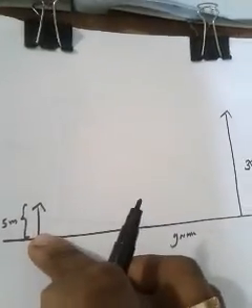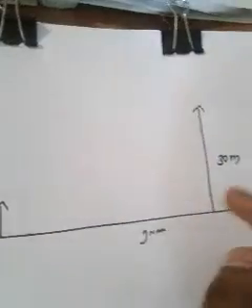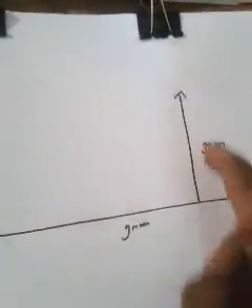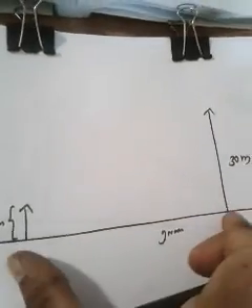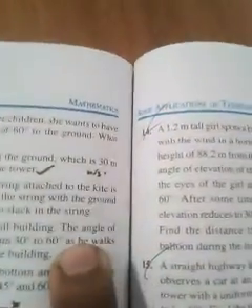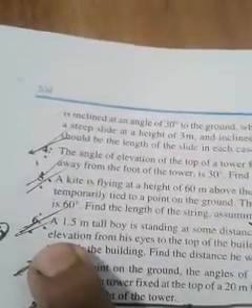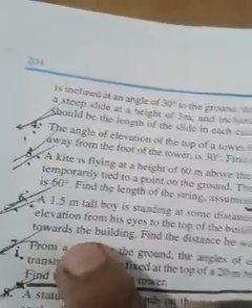And the observer is standing at some distance. That means the distance between the observer and the foot of the building is not given. It is given as some distance, so we don't know that. So it may be clear. Now the angle of elevation from his eyes to the top of the building increases from 30 degree to 60 degree as he walks towards the building.